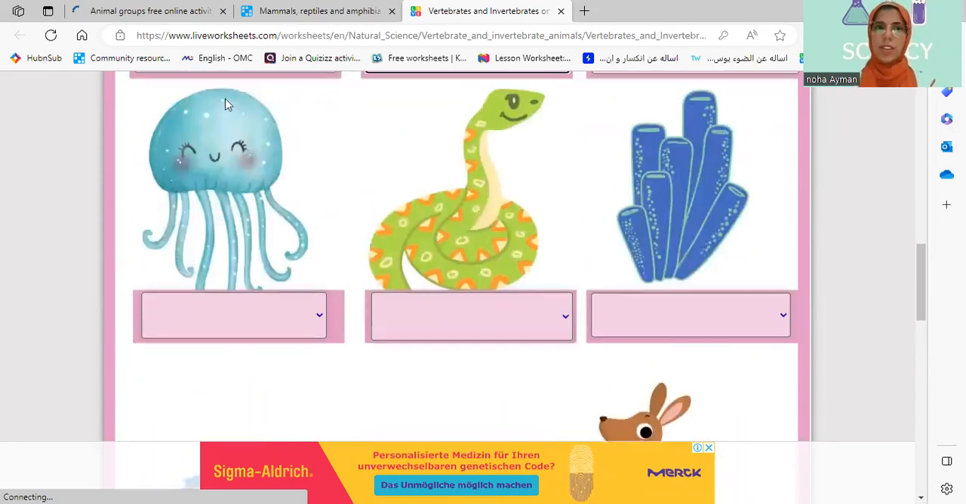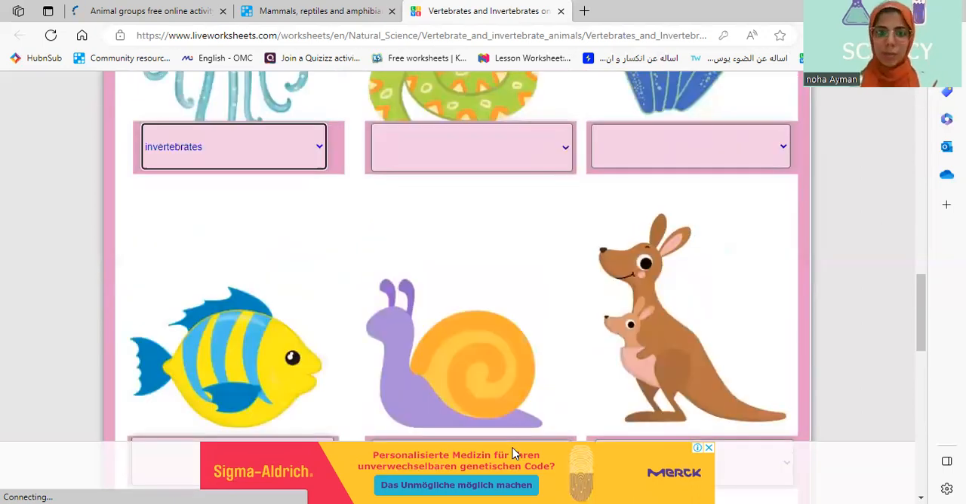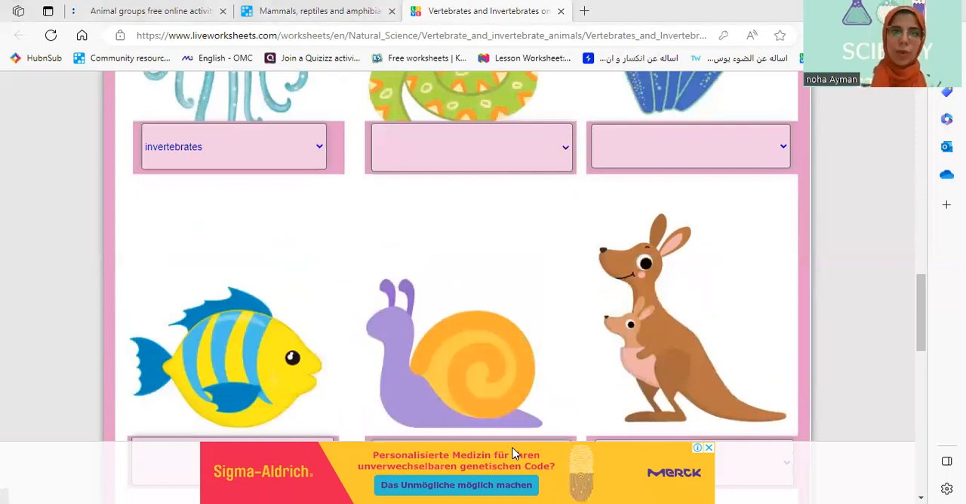So look here, we have the smiling one. It's a jellyfish. So the jellyfish, do you think it's vertebrate or invertebrate? Well, backbone or no backbone? No backbone or without a backbone. Excellent. So it's an invertebrate. I will leave you the link so you can practice more and have fun with the game.